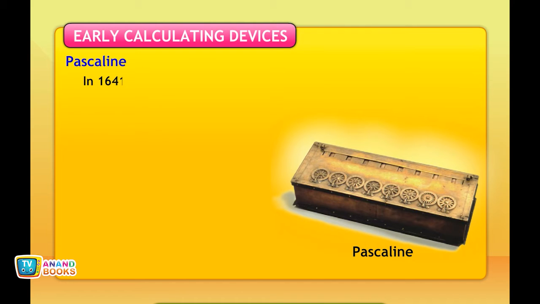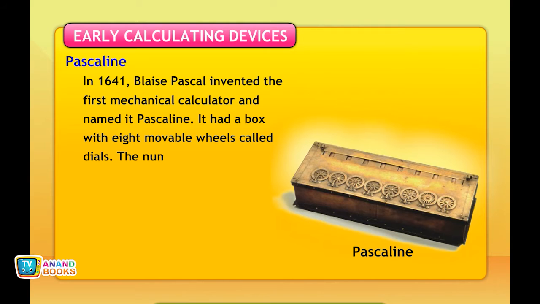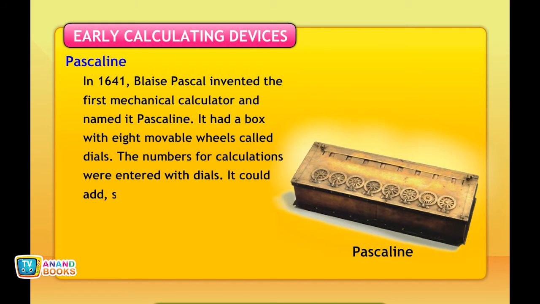Pascaline. In 1641, Blaise Pascal invented the first mechanical calculator and named it Pascaline. It had a box with 8 movable wheels called dials. The number of calculations were entered with dials. It could add, subtract, divide, and multiply the numbers as big as thousands.